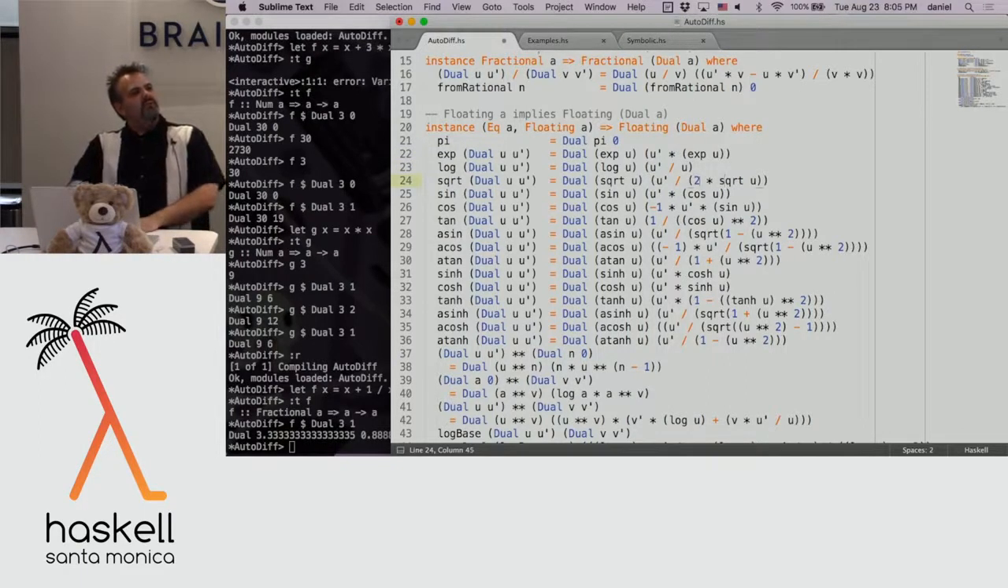So we have the derivative of square root, the derivative of sine, cosine, tangent, arcsine, arccosine, arctangent, hyperbolic sine. And again, the second part here, you look it up in a book. What's the derivative of hyperbolic sine? Well, hyperbolic cosine. How do I know that? Because I looked it up in a book one time. We are teaching the computer how people take derivatives. And so we're teaching them all the derivative rules.